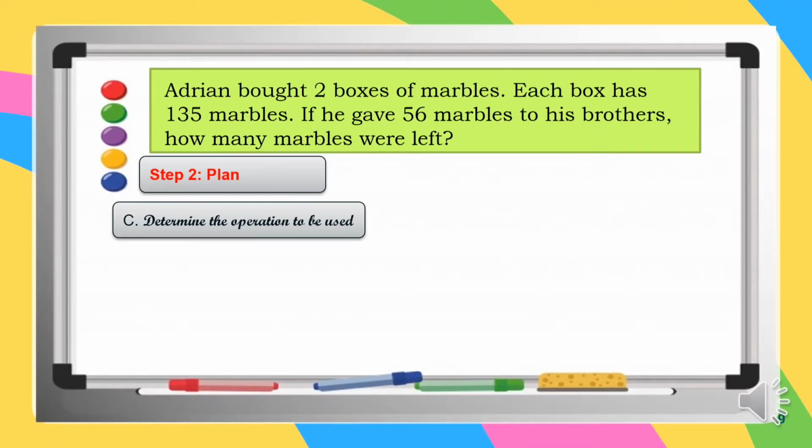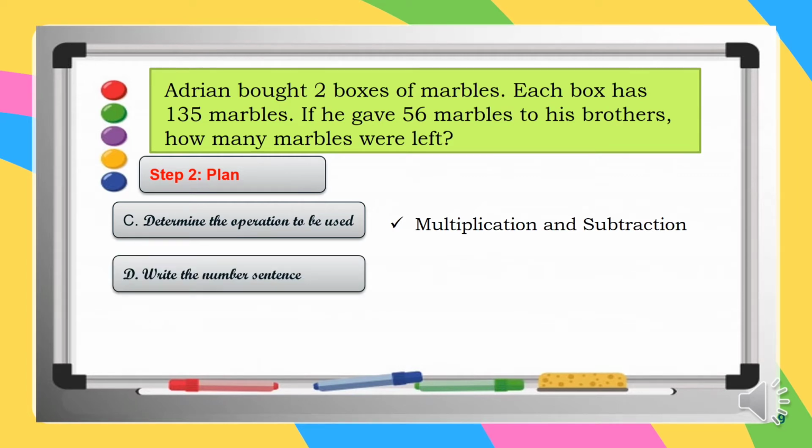Step 2 is to plan. Determine the operation to be used. The operation that we are going to use is multiplication and subtraction. Write the number sentence. Open parenthesis, 135 multiplied by 2, close parenthesis, minus 56 is equal to n.